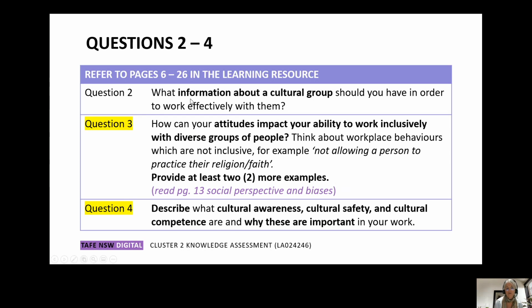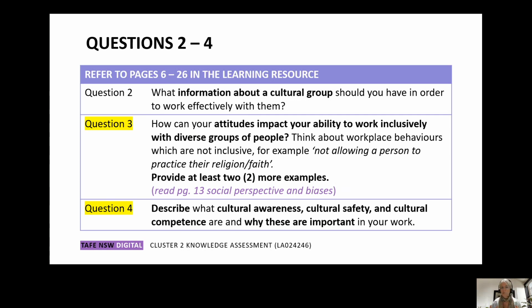Question 2 is pretty straightforward. For each of these questions, 2, 3, and 4, at the top here, it says refer to pages 6 to 26 in the learning resource. So if you read through this section of the learning resource, you're going to be able to answer these questions correctly. Okay. So question 2 is just asking you what type of information would you need to know about a cultural group in order to work effectively with them.